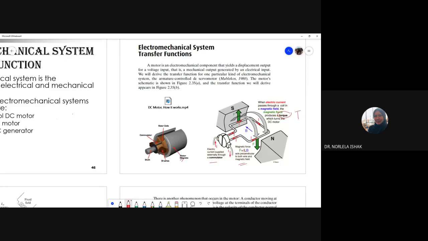From DC motor, we will get equations or we can derive from the motor. Motor is one system. What equation can you derive when the motor is... what type of transfer function can you derive from DC motor? The first one, you can derive torque.